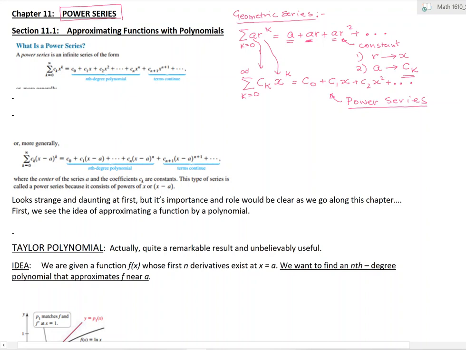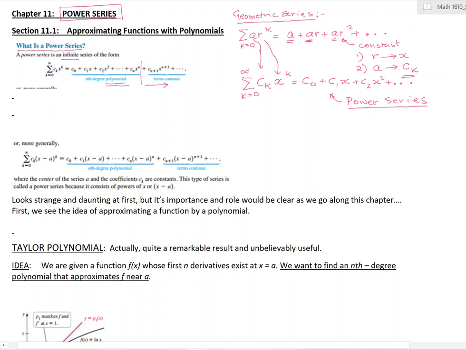So what is a power series? A power series is an infinite series of the following form. Exactly as I explained, it is a series that looks like this. Now notice if you stop at any particular n, then what you get is a polynomial. But if we continue forever, then it becomes a series.